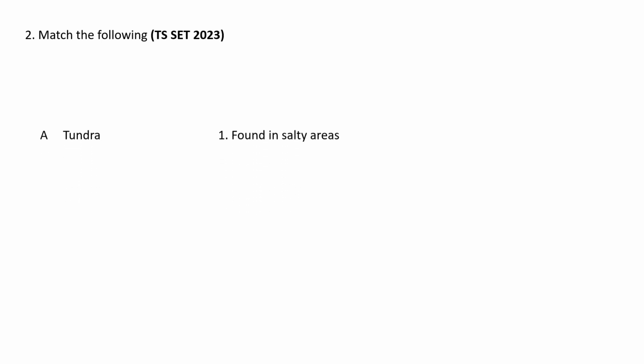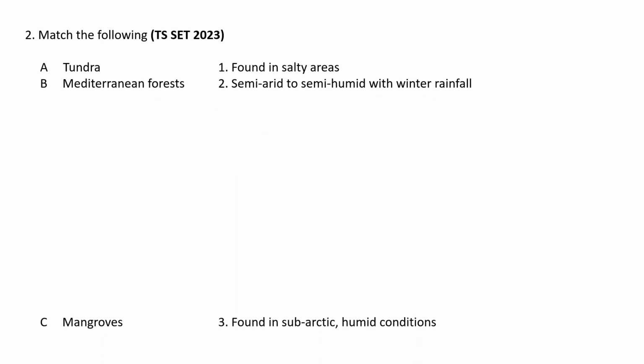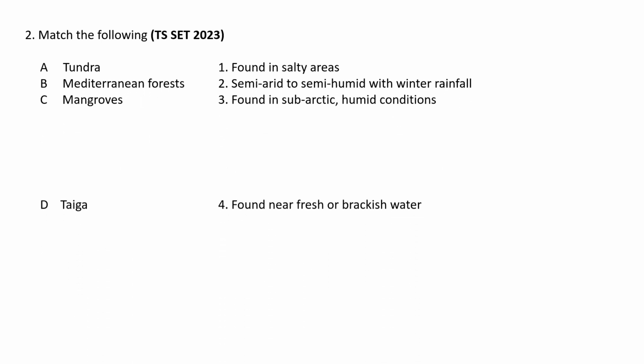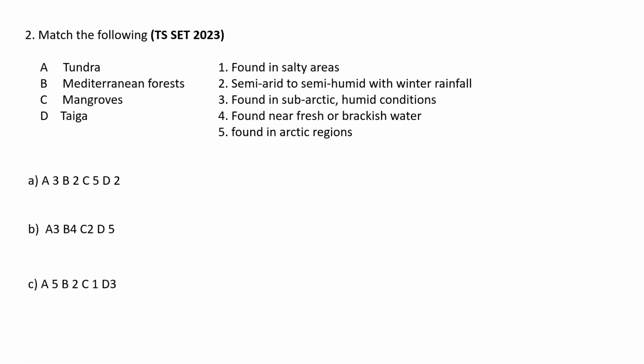Next question. Match the following. There are A, B, C, D given and 1, 2, 3, 4 given. Tundra, Mediterranean forests, mangroves, taiga. And 1, 2, 3: found in salty areas; semi-arid to semi-humid with winter rainfall; found in subarctic and humid conditions; found near brackish or fresh water; and found in Arctic regions. The choices are A: A3, B2, C5, D2; B: A3, B4, C2, D5; C: A5, B2, C1, D3; D: A5, B1, C4, D3.